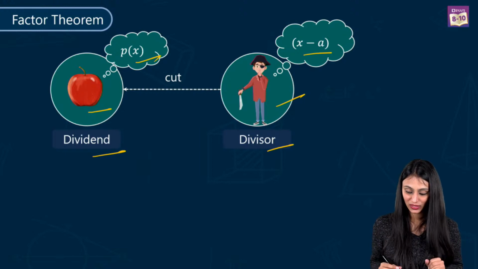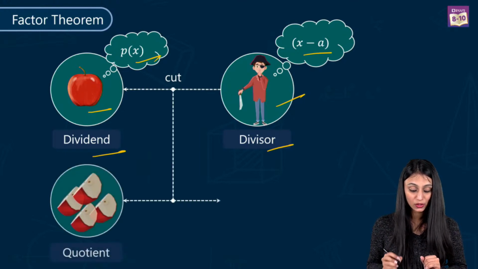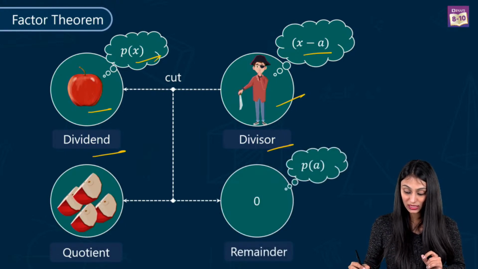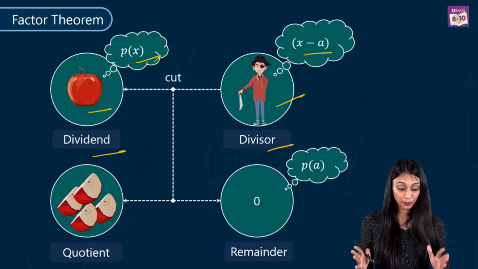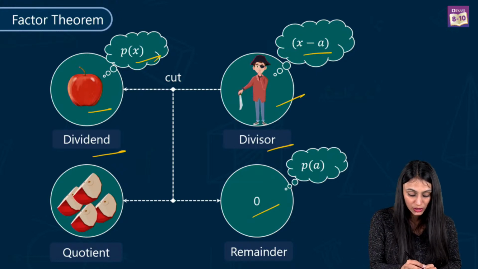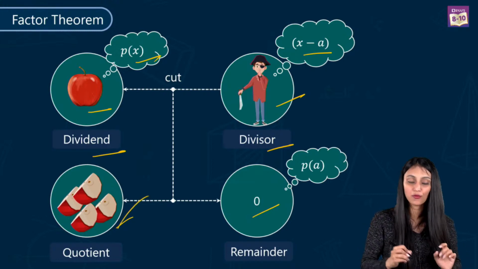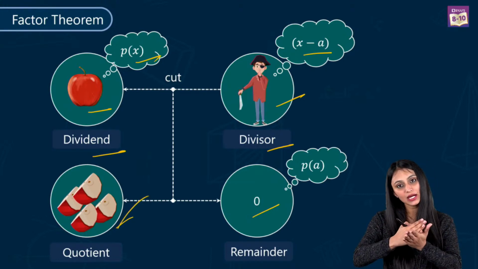All right, great. So, when he cuts this, what do we get? We get the quotient and the remainder. But this time you see, he has cut the entire apple, right? So, the remainder is 0. Remainder is 0 and here the quotient is fully cut. The apple is fully cut into these 4 parts. So, when it is fully cut, the remainder is 0.